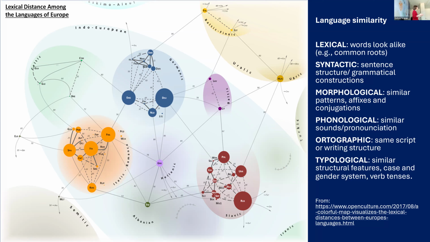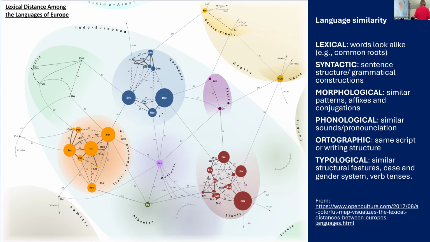But also in general grammatical constructions. One can look into morphological similarity. This is, for example, the case of Icelandic and Faroese. They will have endings that are inflected more or less in the same way. So these are like suffixes, affixes, conjugations, and so on.